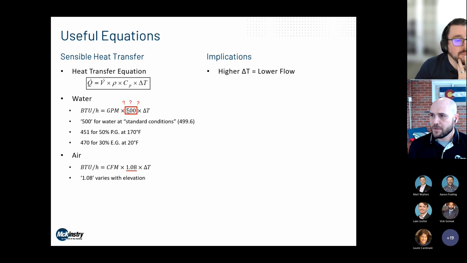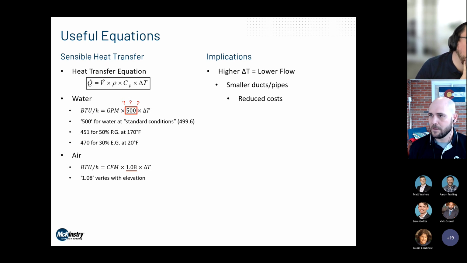So because you're multiplying these things together, if you have a higher delta T and you have the same load, you've come up with, I don't know, 1 million BTUs. Just for example, if you have to deliver 1 million BTUs of heating or cooling, well, you can do it. If you have a bigger delta T, then you need less GPM. So higher delta T, lower flow, that allows for smaller ducts or pipes.